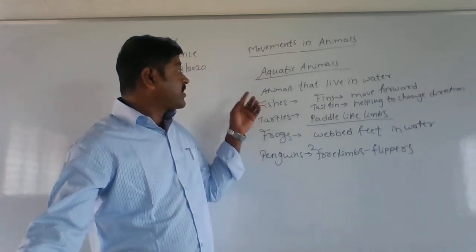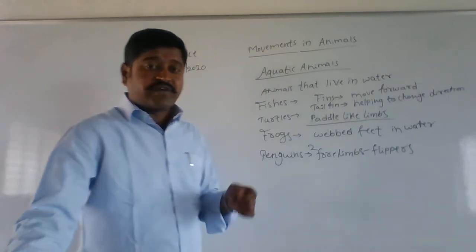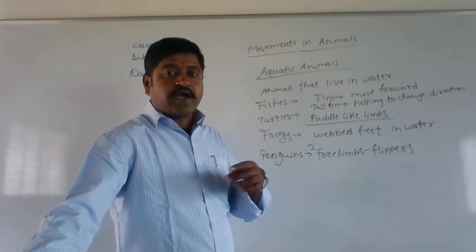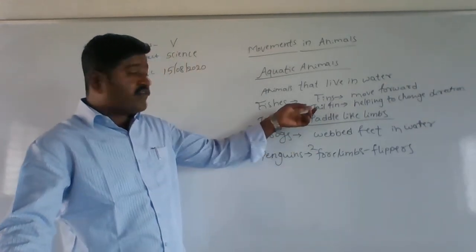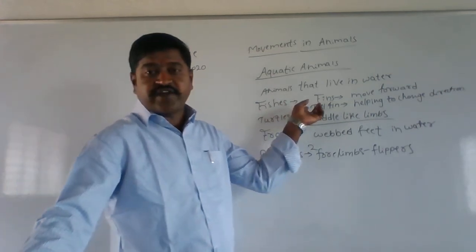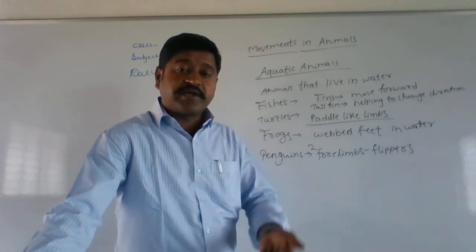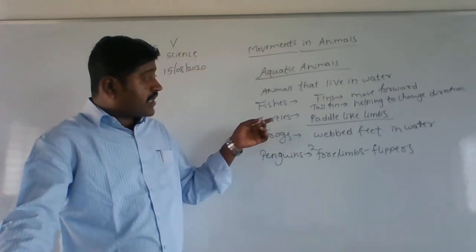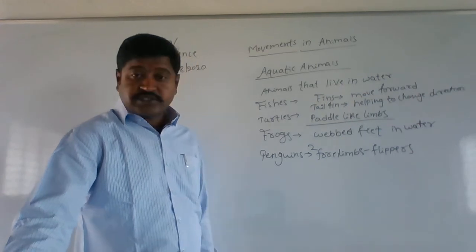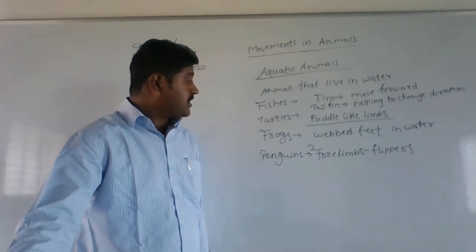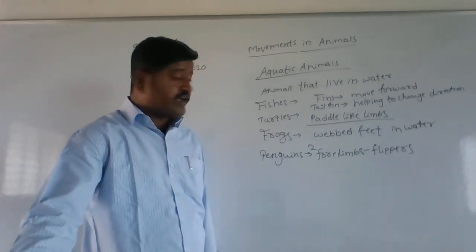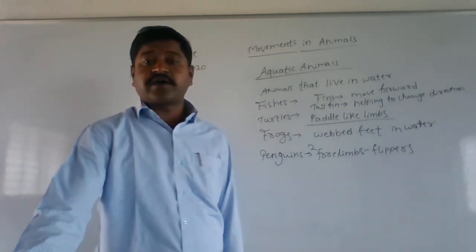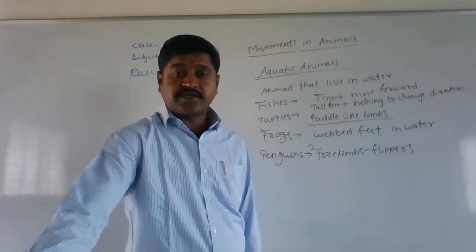Is this clear? So aquatic animals, the animals which live in water, for example fish, have fins. Because of that fin, the fish is moving forward. And if it has to change its direction, there will be a fin at the end of it, known as the tail fin. That tail fin helps the fish to change the direction of motion. The next, we have turtles. As those turtles have paddle-like limbs, it helps them move forward. Then frogs have webbed feet. That webbed feet keeps it in motion in water. Then the penguin, its two forelimbs are used as flippers. Those flippers help it in swimming.